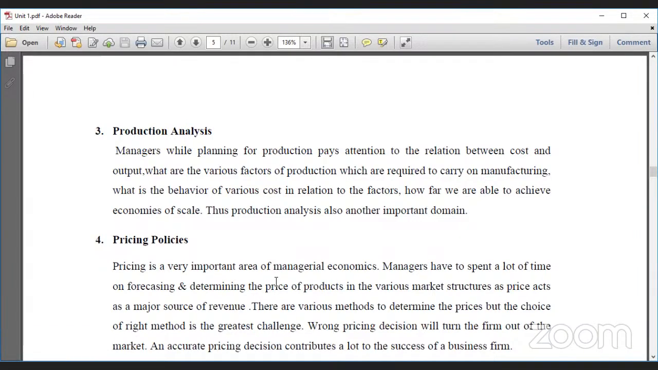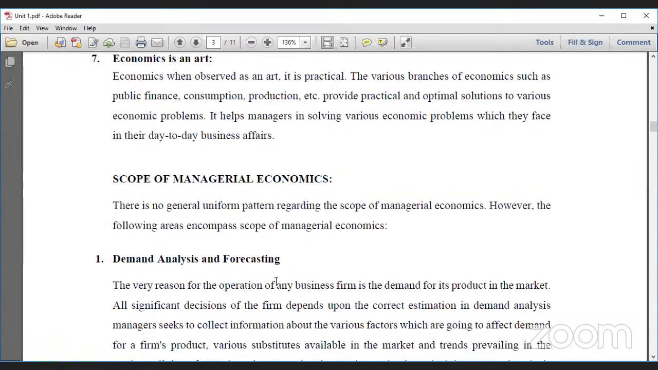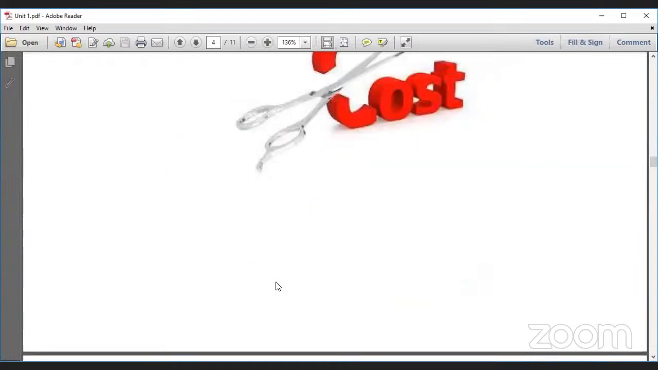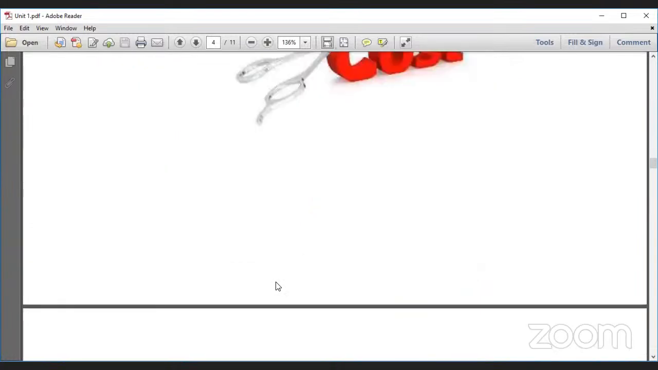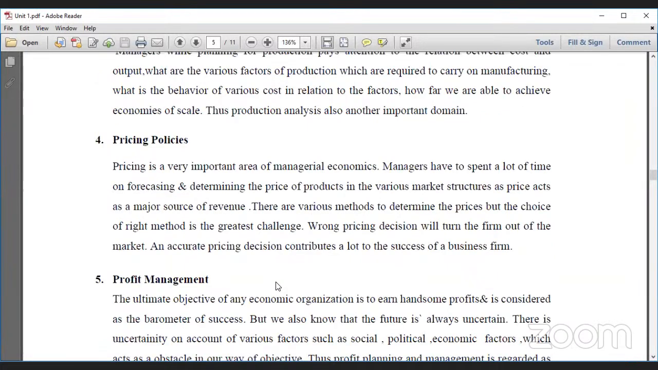So internal and external economies mean the factors which positively influence the production process. The external or internal diseconomies are the factors which negatively influence the production process or output. Then pricing policies. So your pricing policy depends on the market structure and nature of the market.